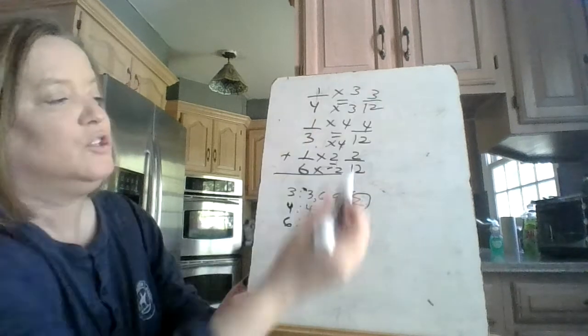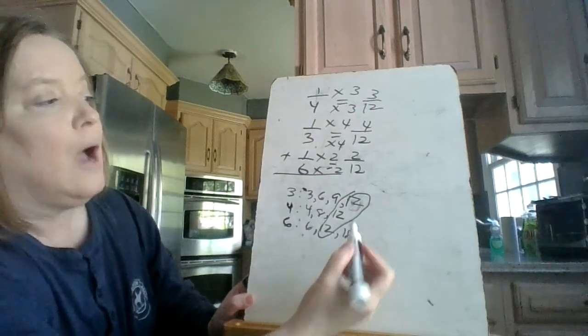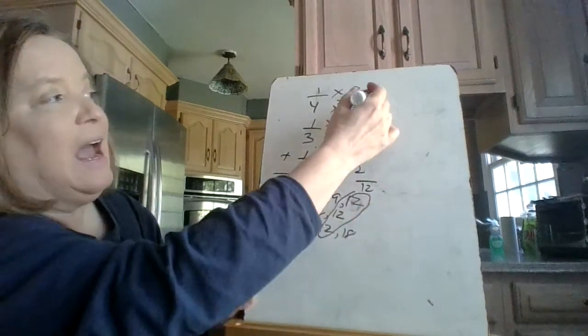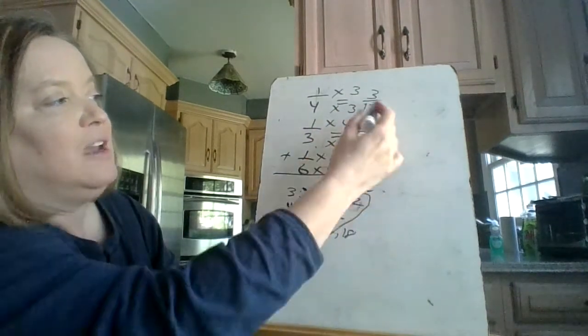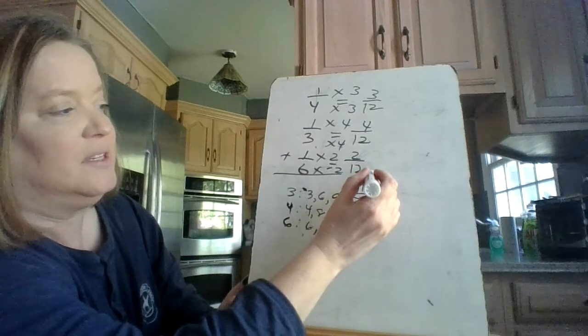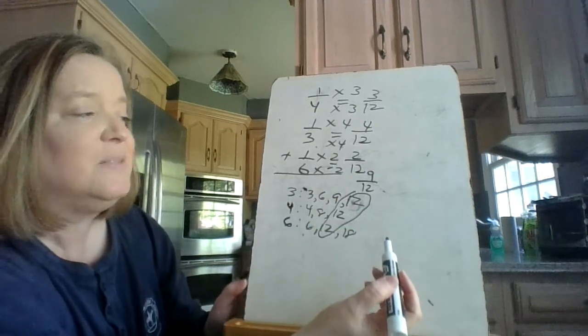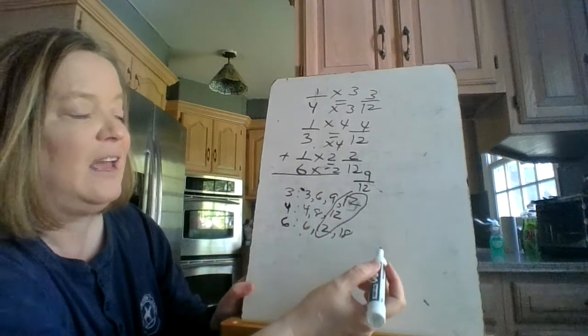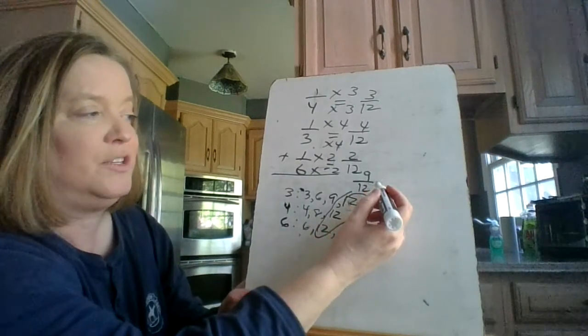So now they're all in twelfths, and I can add them. I'm going to keep the denominator of 12. Now I'm going to just add my numerators. 3 and 4 is 7, plus 2 is 9. So this one was nice because it wasn't an improper fraction, but it still got a little bit of an added challenge in that this is not in lowest terms.